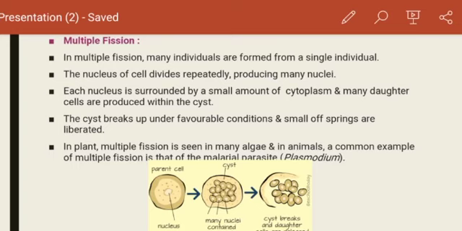Once it is matured, the cyst breaks up under favorable conditions and small offspring are liberated to the outside. In plants, multiple fission is seen in many algae, and in animals, the common example for multiple fission is the malarial parasite called Plasmodium. So this is how multiple fission happens. A large number of daughter cells can be formed as a result of multiple fission.